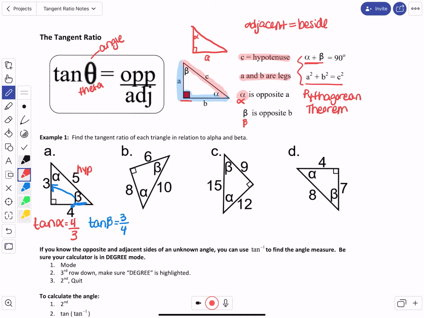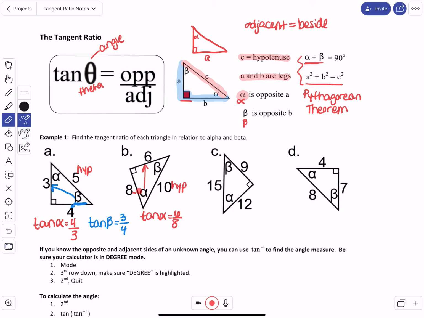Okay, so now if we switch and we go to B, if we do tangent of alpha, opposite of alpha, because we know this is the hypotenuse, the first thing to do to help you is go ahead and label your hypotenuse, because we're not using hypotenuse at all in tangent. Hypotenuse is never used. So label it so you know you're not going to use that number, because that way you know it's not adjacent, it's not opposite. That can't be used at all because hypotenuse is its own thing. So 6 is opposite, and then 8 is right beside of it.